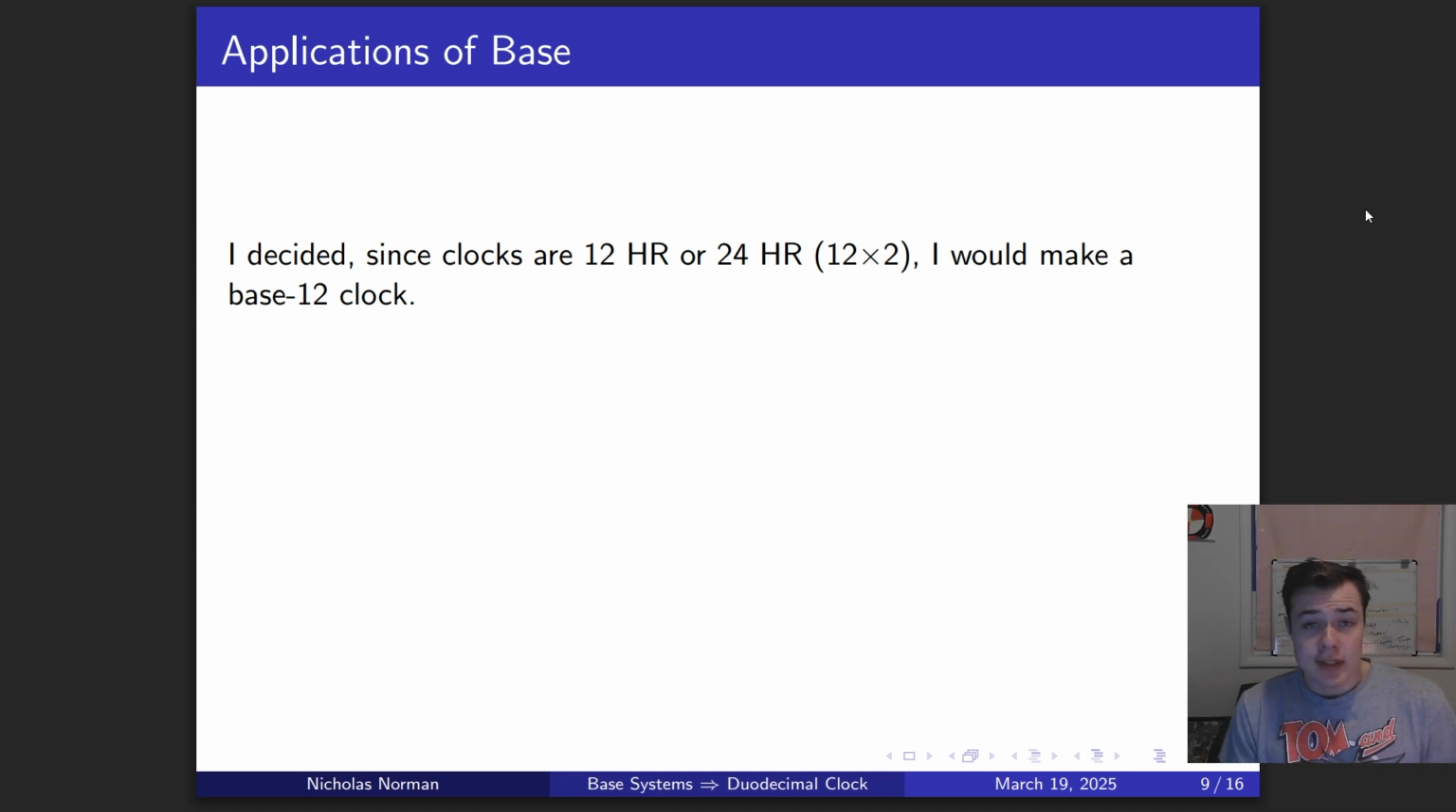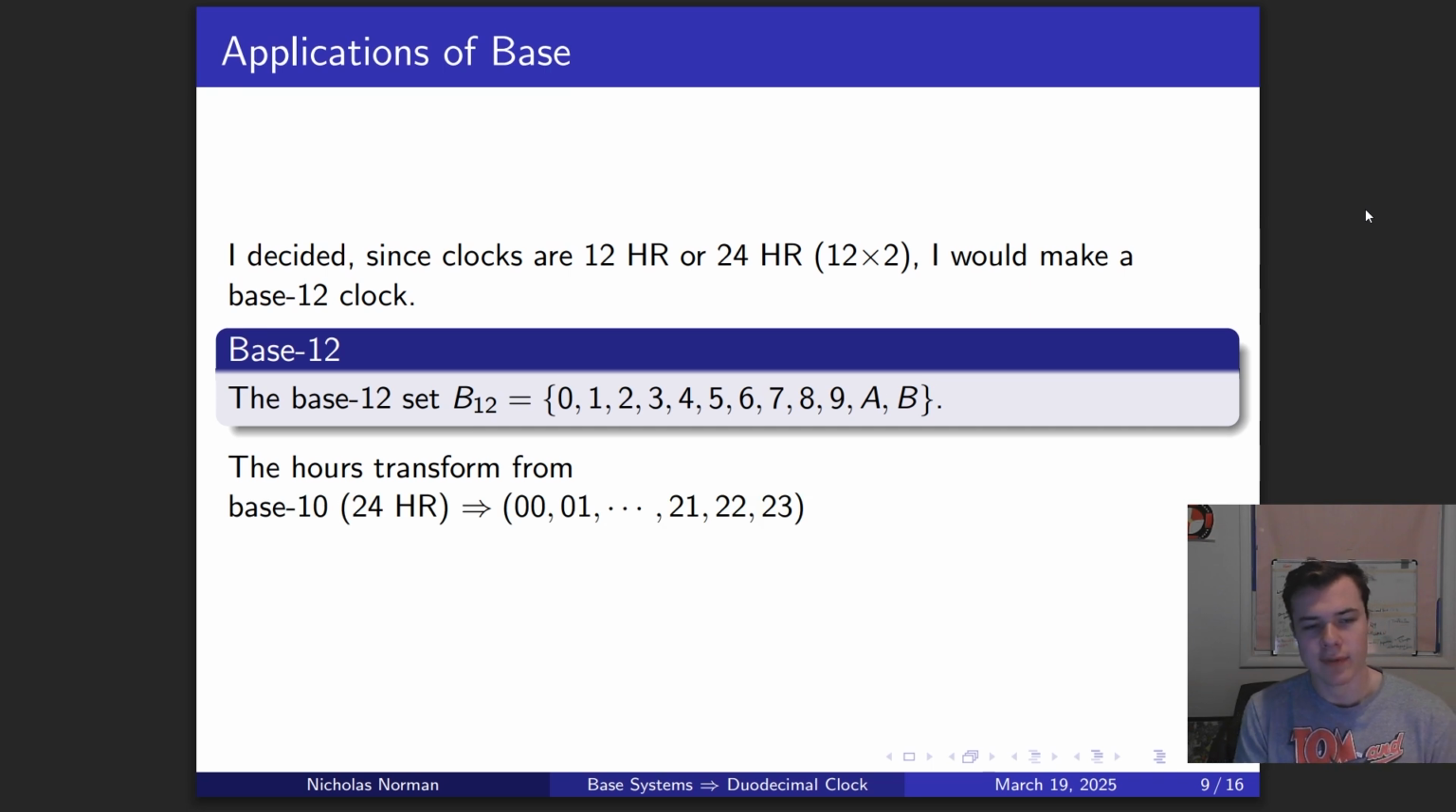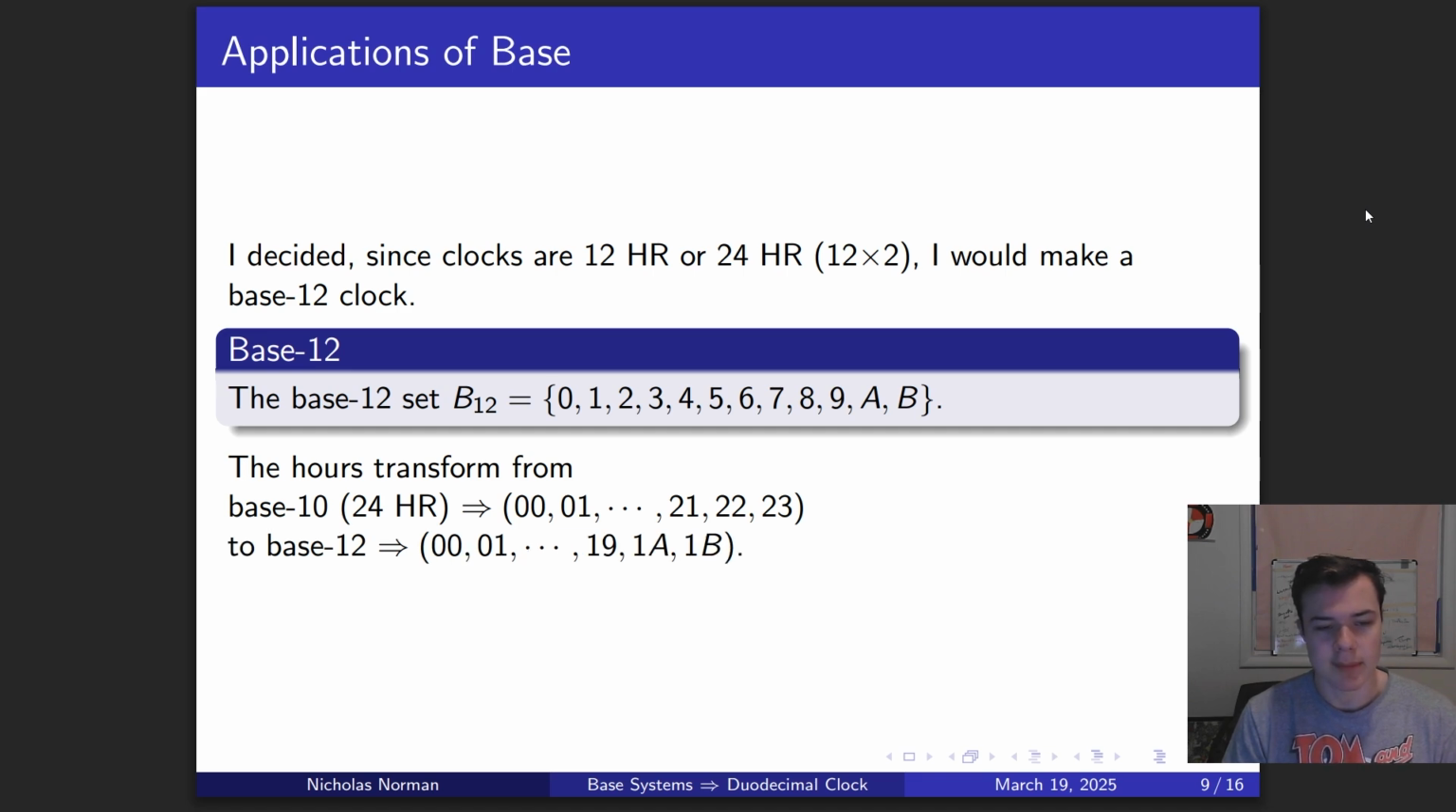So I wanted to use this concept of a different base system for making a clock. Clocks are either 12-hour or 24-hour, so I decided to do base 12, which is kind of cool. So the set is from 0 to b, where a is 10, b is 11. And then the hours normally go from 0 to 23 if you're doing base 10. But in base 12, they go from 0 to 1b, where 1b is 23.